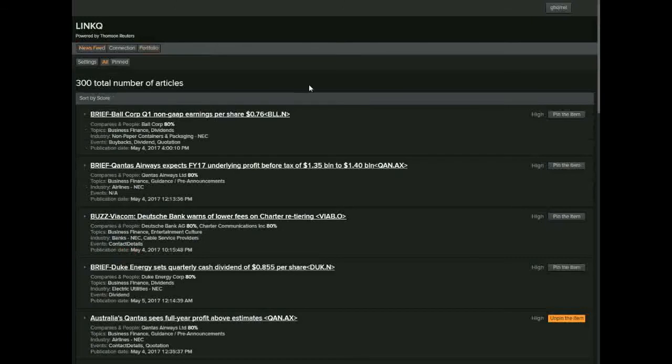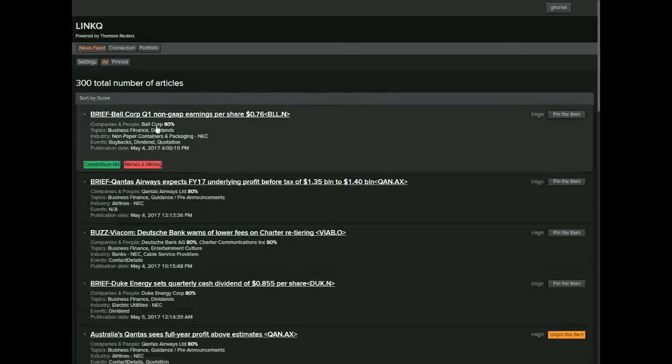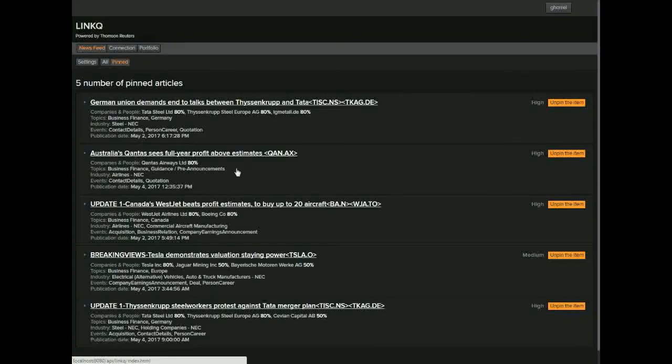Now the portfolio has been set, LinkQ is now scoring the entire knowledge graph and all of our news output against that portfolio and providing only the most relevant articles over the last period of time. Each article indicates the companies, the people, the topics, and which portfolio companies are connected. The user can then pin those articles to be looked at later.